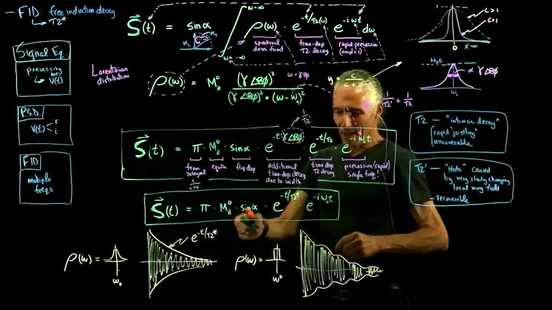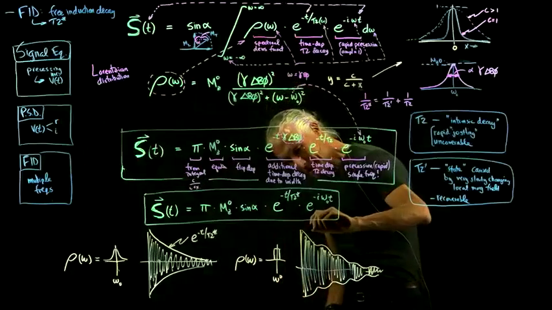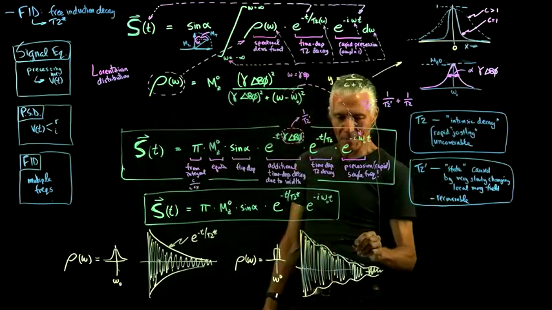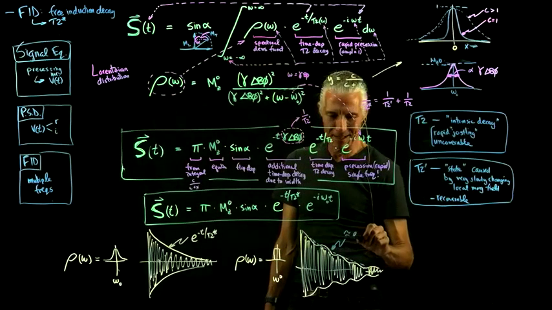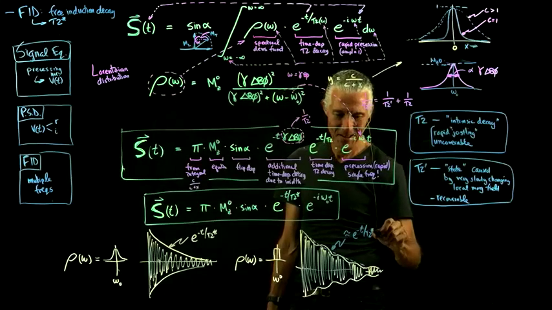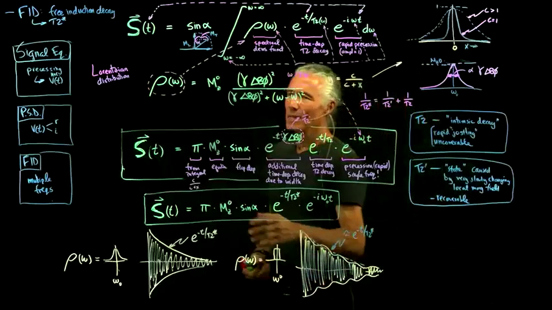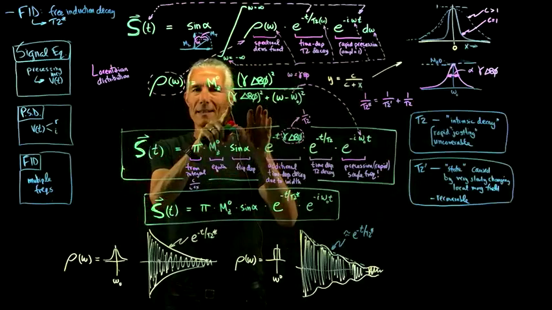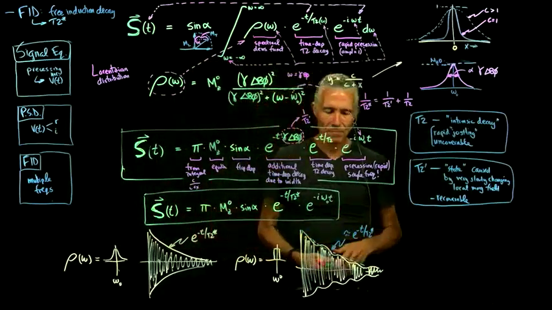So it won't be e to the minus t over T2 star, but if you actually calculate, you can get something that's pretty close. It'll be about the same as e to the minus t over T2 star. It won't be exactly, because the distribution is never exactly this distribution.